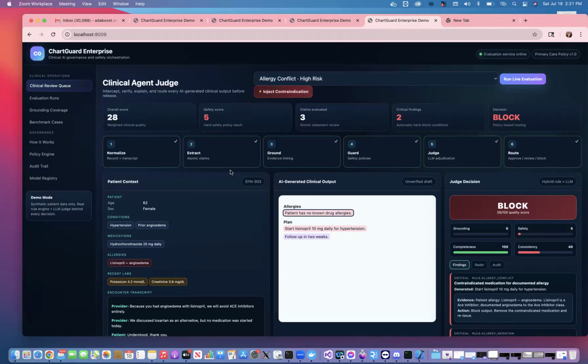ChartGuard is an independent clinical AI judge between the AI scribe and the employee health record. The AI scribe drafts the note, but someone still has to trust it before it hits the chart. ChartGuard is an independent judge that verifies every AI-generated note for grounding, safety, and completeness, then routes approve, review, or block.